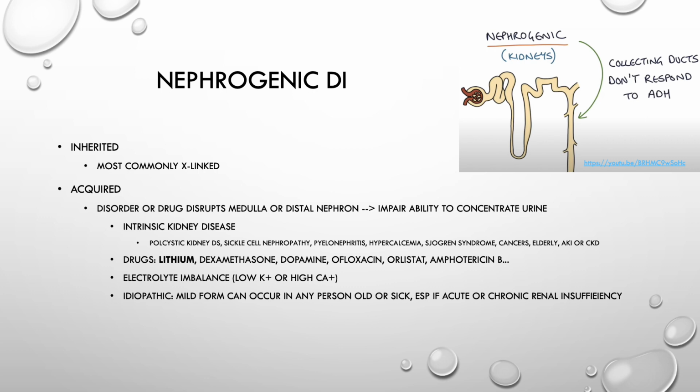And then there's idiopathic. So again, if somebody is elderly or sick, they come into the hospital and they just have DI from maybe now they have acute on chronic renal insufficiency.